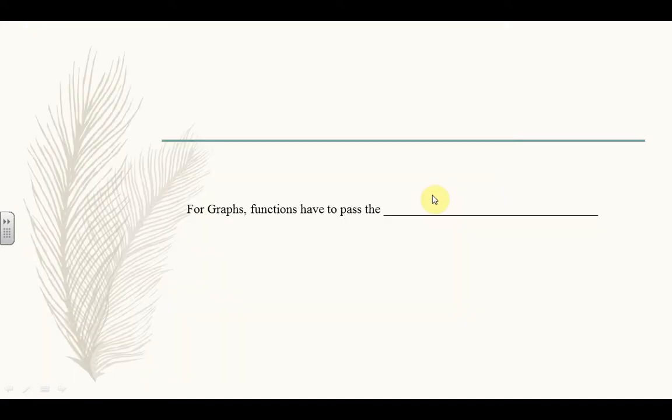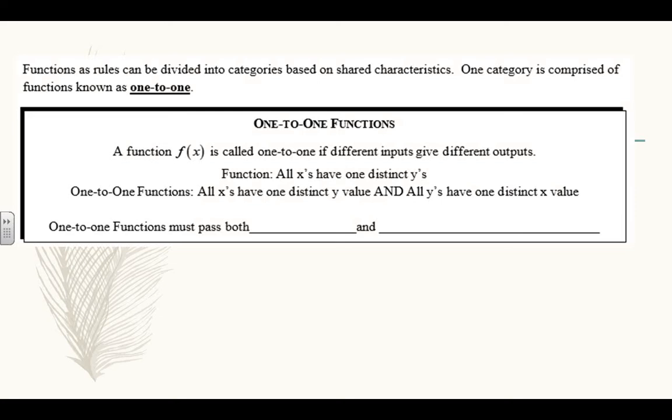So the graphs, in order to be a function, have to pass the good old vertical line test. That's the easiest way to figure it out. If it hits it in 2 spots, it's not a function.